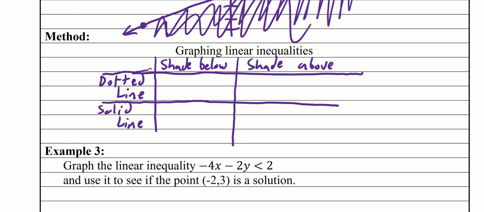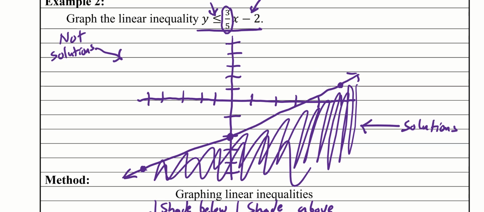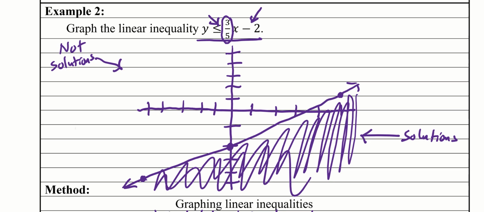So if you were going to graph a dotted line and you were shading below, that would be just the less than symbol. Okay. If you were shading above and you were creating a dotted line, that would be just the greater than symbol. So if you just see the symbol with no or equal to, you're going to make sure to draw a dotted line. If you were going to draw a solid line, it would be those same symbols except with or equal to underneath it. And so that's why on this previous example, when I saw y is less than or equal to this inequality here, I decided to draw a solid line.